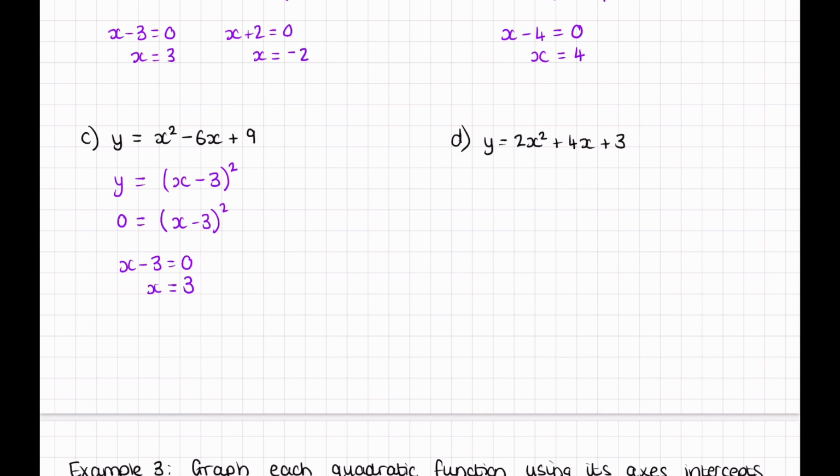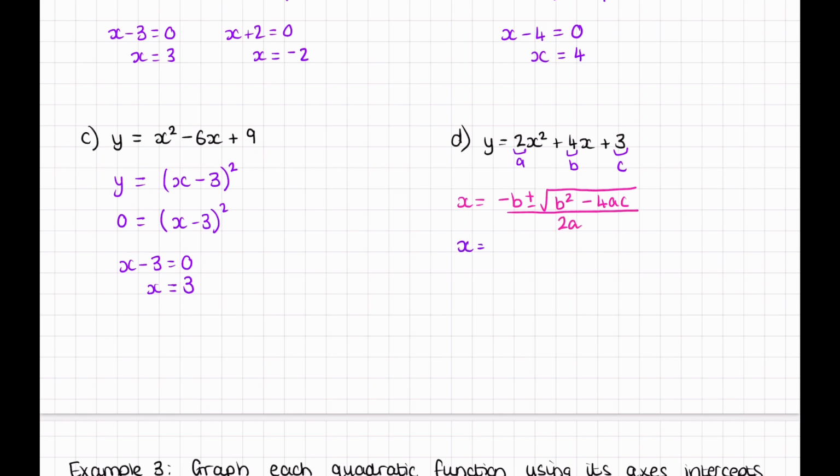Then the last one, D, y equals 2x squared plus 4x plus 3. We need to solve this for x. When you look at that, you may not be able to see how to factorise because it may not be possible. So realistically, the quickest way would be to use the quadratic formula. We have the a value, which is 2, the b value is 4, and the c value is 3. I'll write the quadratic formula to remember it: x equals negative b plus or minus the square root of b squared minus 4ac, all over 2a.